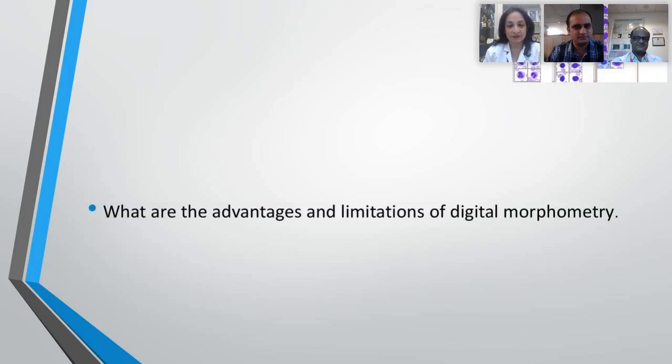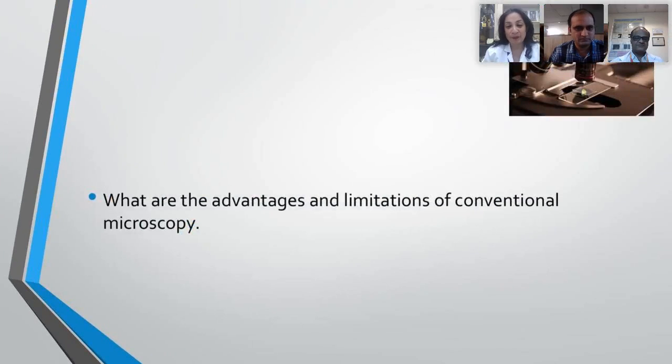So I think we have already discussed the advantages and limitations of digital morphometry. And the next question is also the same, like advantages and limitations of the conventional microscope. It does go hand in hand, so we can just summarize and club these two questions. Sure. We have already finished all this. Yeah, I would like to add something in the disadvantages seen with digital morphometry.